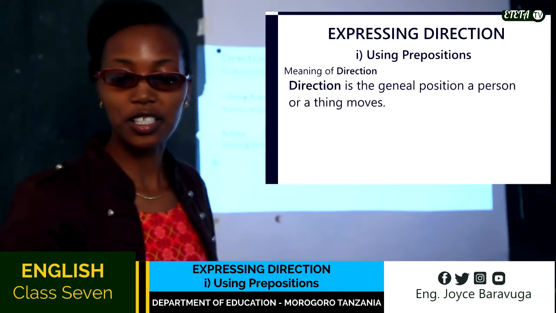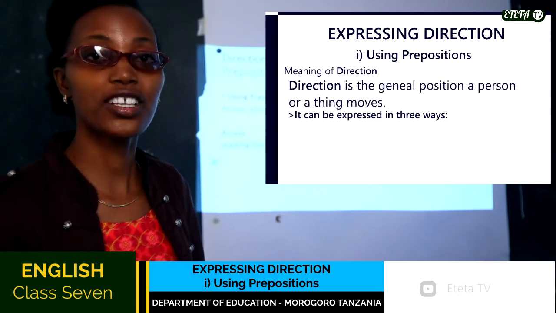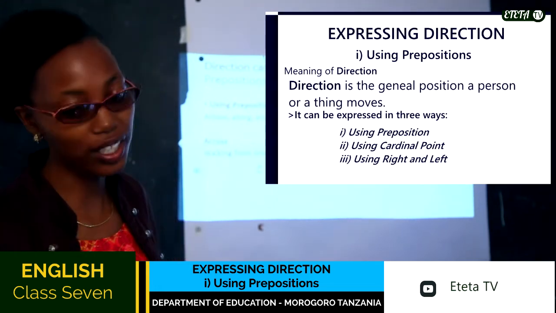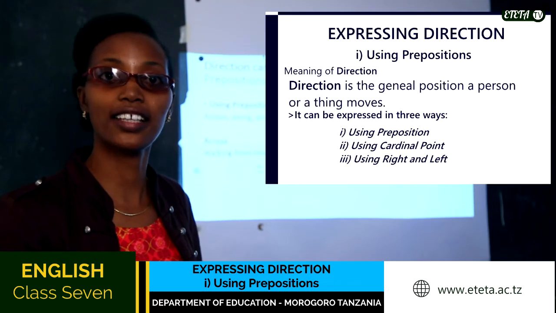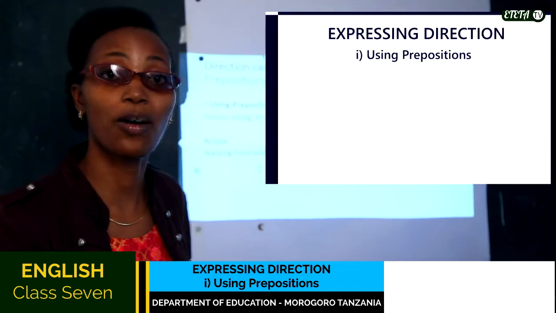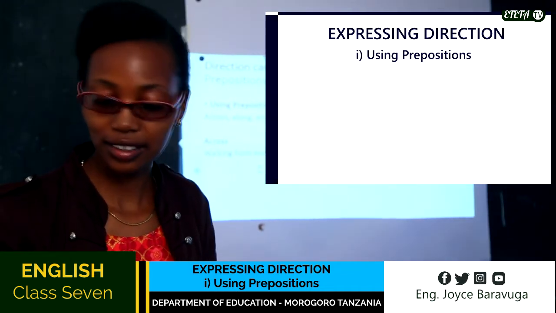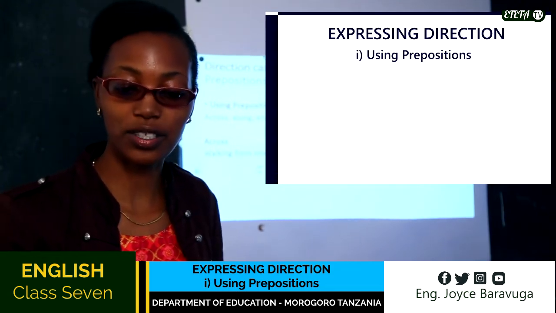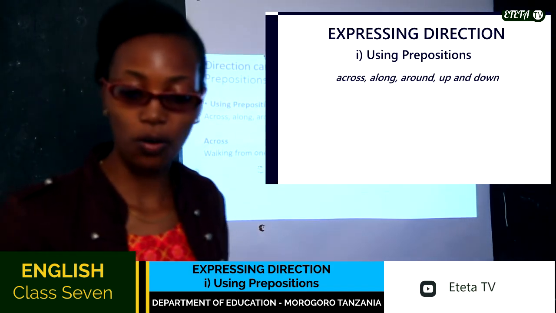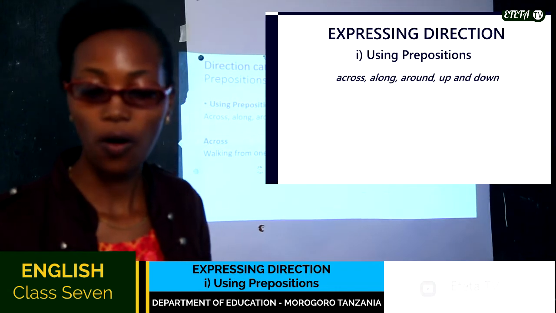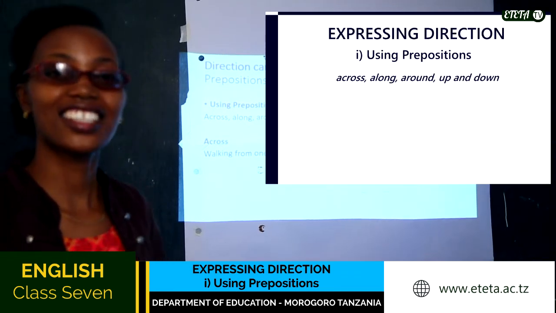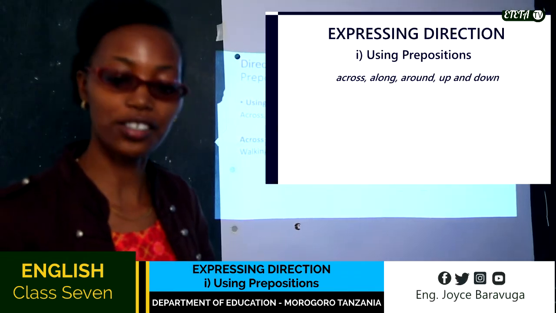Direction can be expressed in three ways. The first one is by using prepositions. The second one is cardinal points, or using right and left. Let's start by using prepositions, which is our subtopic today. In directing somebody, you can use prepositions like across, along, around, up, or down. Okay? Let's start with the preposition across.